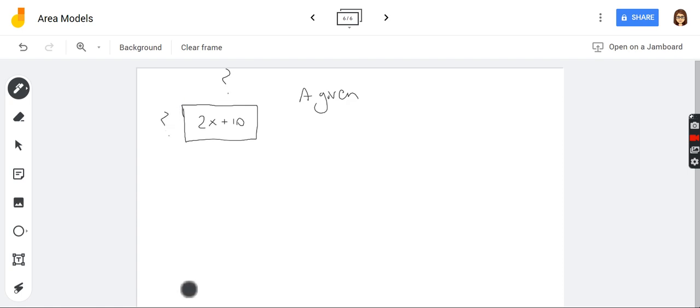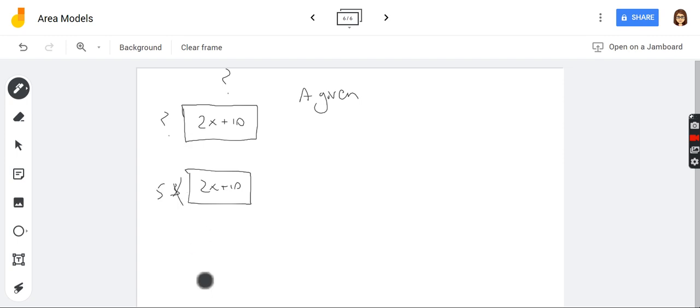Okay, and now I leave it to you to decide what could be length or width. So let's start with width. What could be the width? To get my 2x plus 10, could I put a 3 here? 3 is a problem because I can't find a whole number that's going to multiply by 3 to give me a 2x or to give me a 10. So it's not going to be 3.